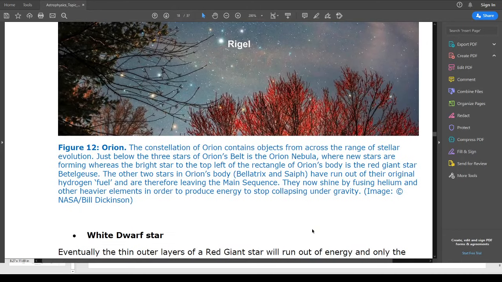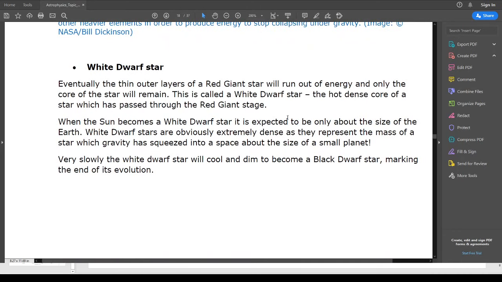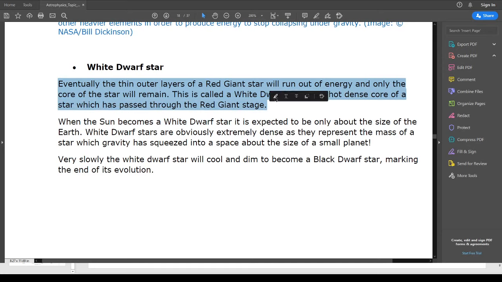And then what is a white dwarf star? Eventually the thin outer layers of a red giant star will run out of energy and only the core of the star will remain. This is called a white dwarf star, the hot dense core of a star which has passed through the red giant stage.